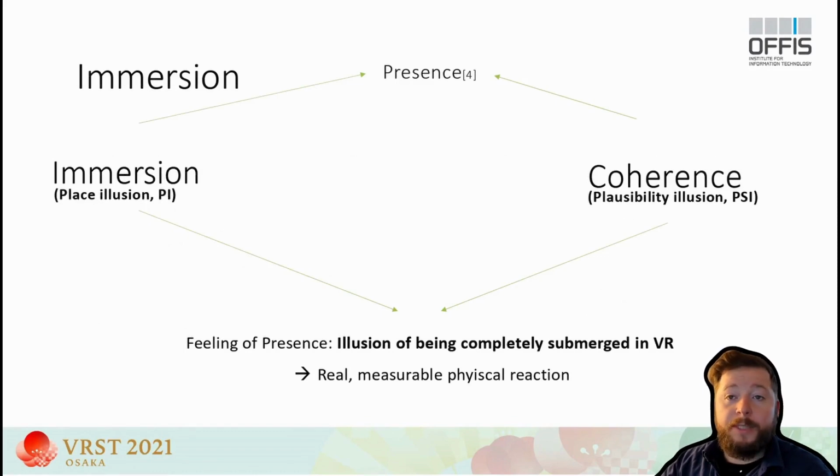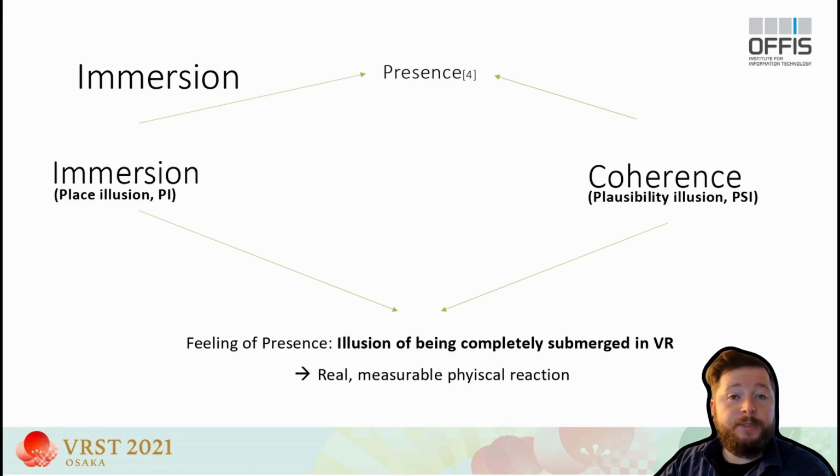Another important concept for stress inoculation training is immersion. Immersion describes the technical capabilities of a system to stimulate the senses of a VR user to make them feel present in the artificial environment. It can be split into two components that contribute to a realistic feeling of presence. One being the place illusion, the feeling of really being in a place, and the other being plausibility illusion or coherence, referring to the feeling that the situation is actually taking place as depicted.